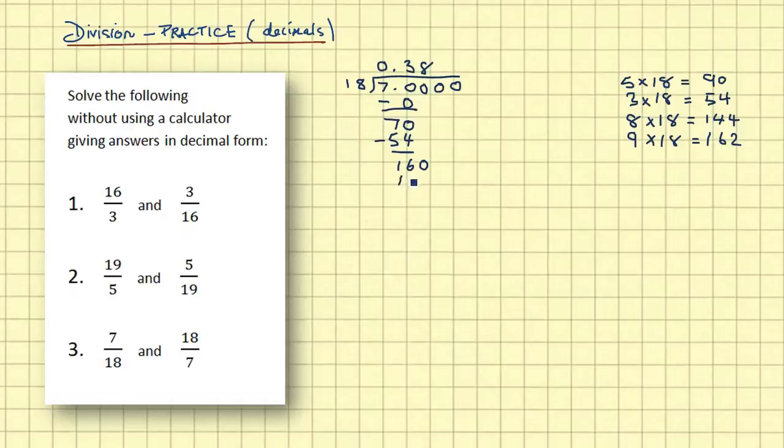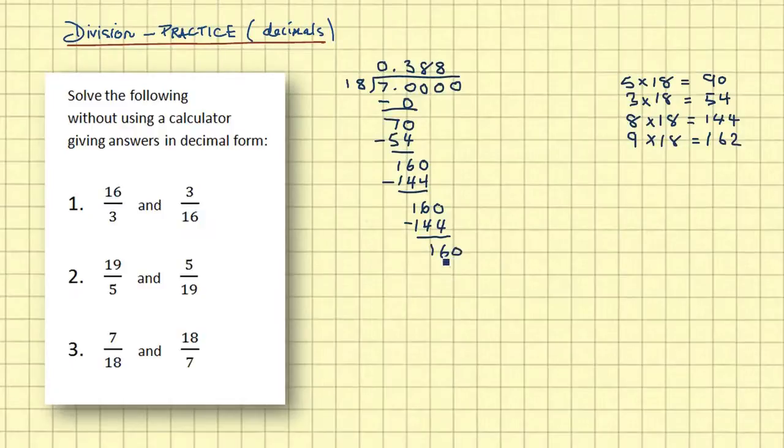Subtract 144 from 160, what does that give us? 16. Okay? And now we've got something interesting going on. We've got 160 here, just as we had before. We know it's 8 times 18. We know we're going to write 144 down here, and subtract, we're going to get that 16 again. Okay, so 16 again. Bring down the 0, and it's going to go on and on.